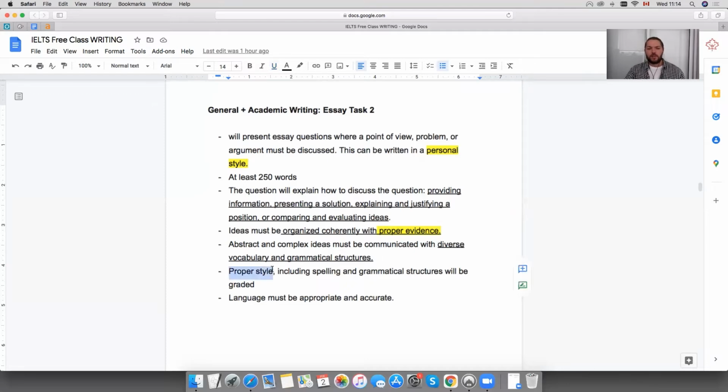Proper style, of course, is important. For some of us, spelling is going to be a big problem. Spelling is a way that a lot of people lose points without really needing to, because even if your idea is perfect, if your spelling's bad, you are losing points here. And of course, our grammar will be important for us. Our language needs to be appropriate and accurate. So it needs to be appropriate for the question that's being asked and accurate to both the question, our grammar, all of those ideas that we've discussed in the past.